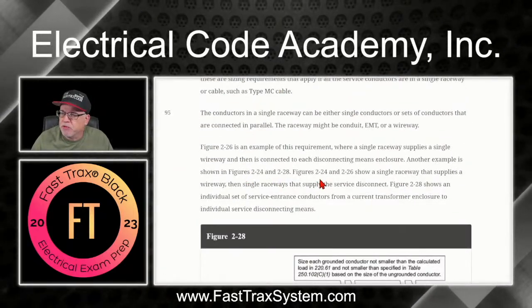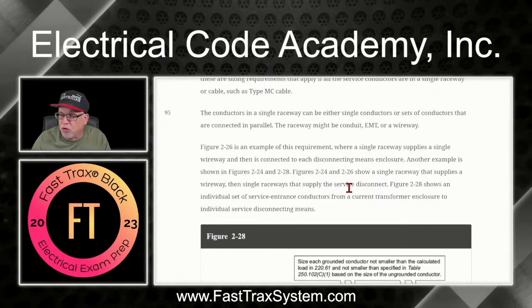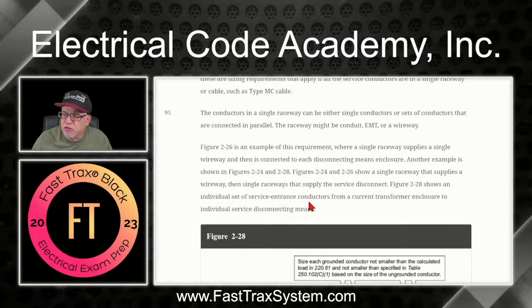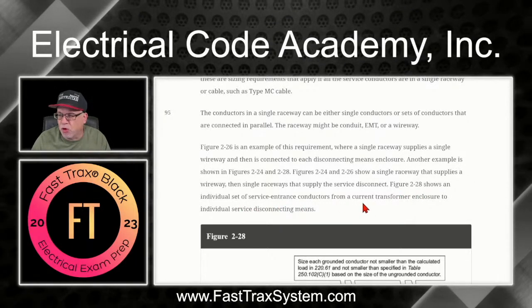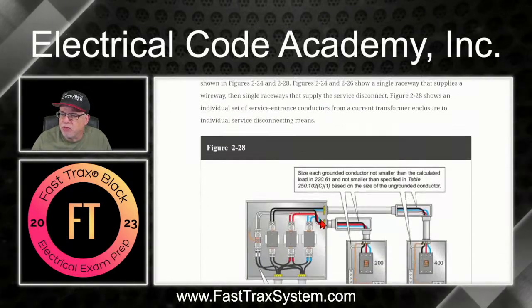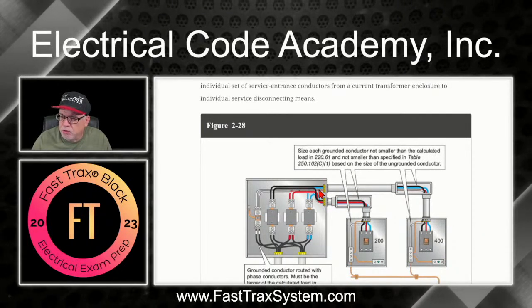Now, figure 224, which we just looked at, and 226, again, show that. Figure 228, which is right here in front of us, shows an individual set of service conductors from the current transformer, and now it's broken off into individuals. One's feeding this enclosure here, and then this one's feeding this one, okay? So this is just a CT, so this is still service conductors coming off.